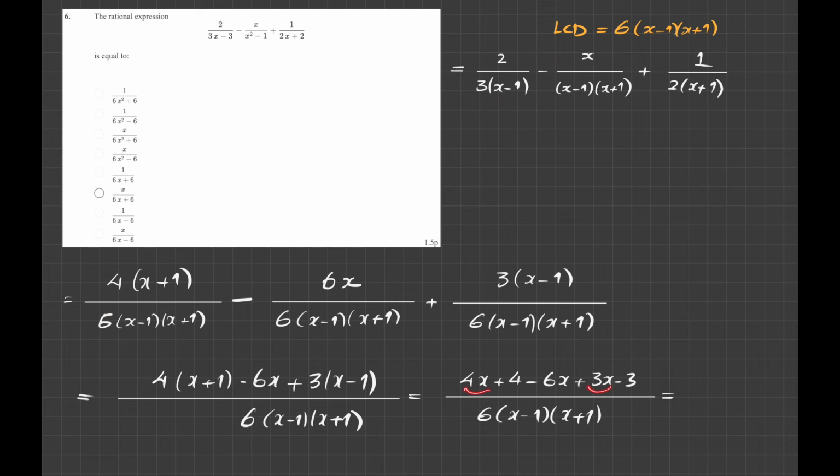4x plus 3x is 7x minus 6x is just simply x. And then what you have, 4 minus 3, which is just plus 1. And this is the reason that I tell you not to multiply the denominator, because you now realize that this x plus 1 and that x plus 1 can be simplified. So 1 is left in the numerator, and 6 times x minus 1 is left in the denominator.